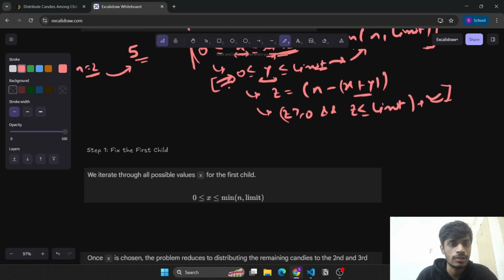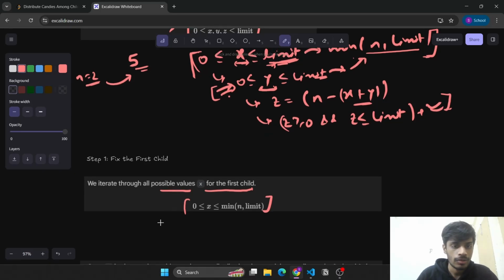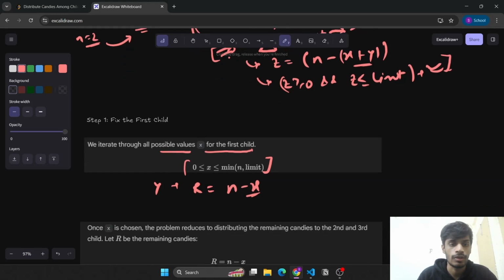So we fix the first child, alright. Now we will iterate through all possible values x for the first child, which will be ranging from 0 to minimum of n comma limit, right? Now what we will get for y, meaning the remaining values, the remaining candies will be n minus x. We have given x candies to the first child.